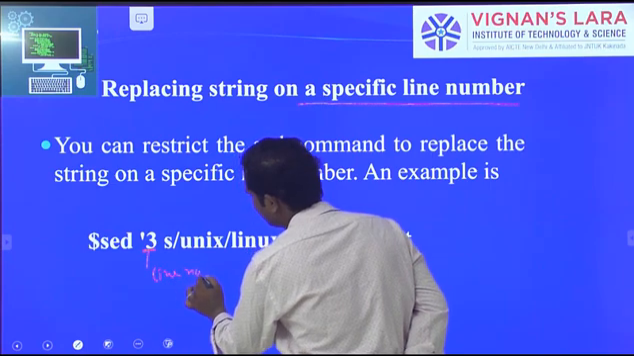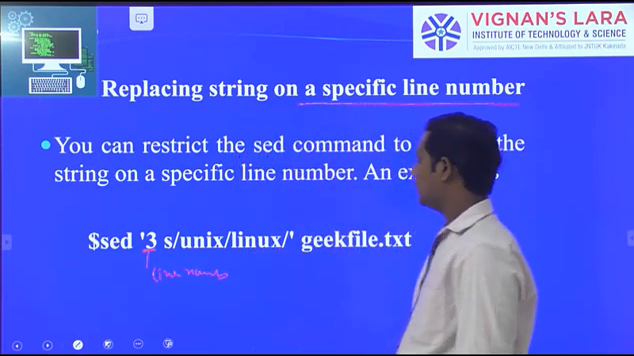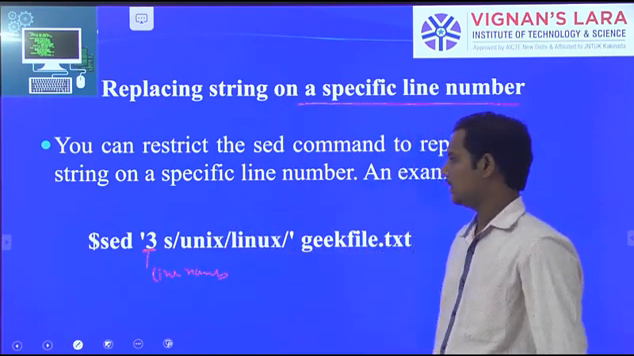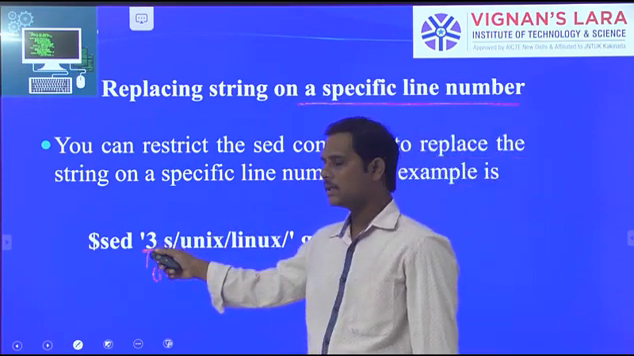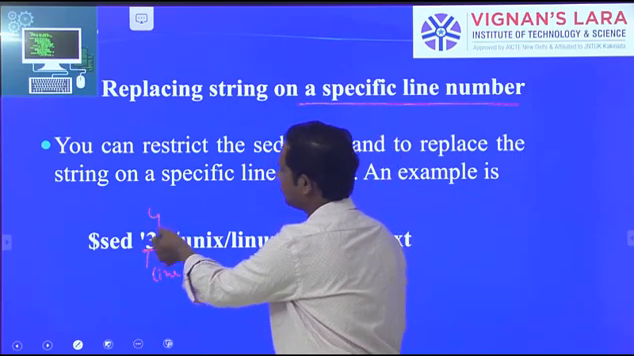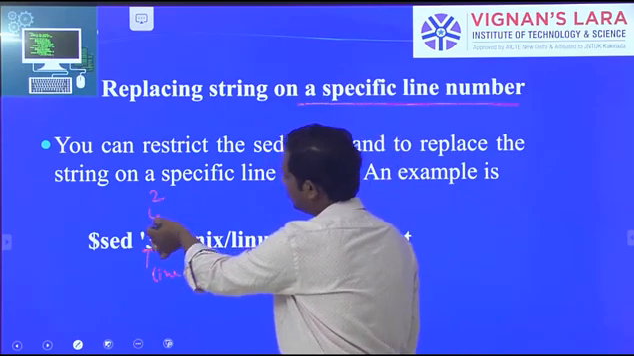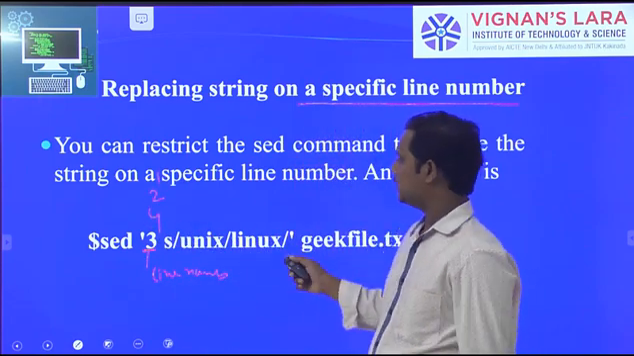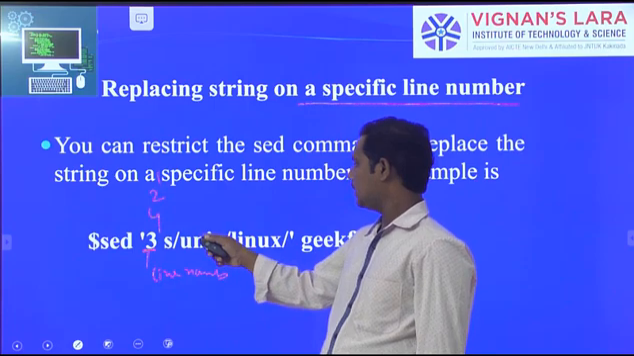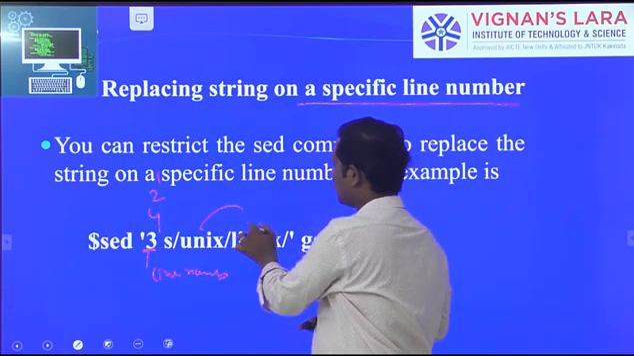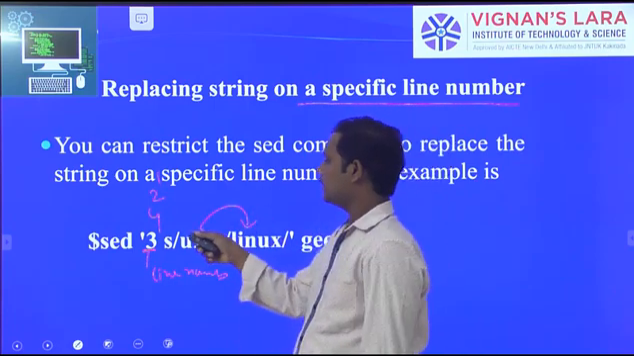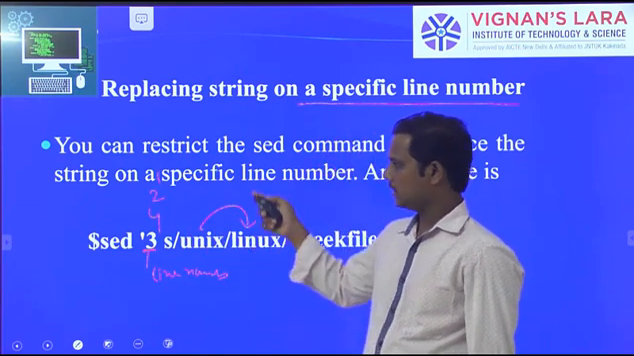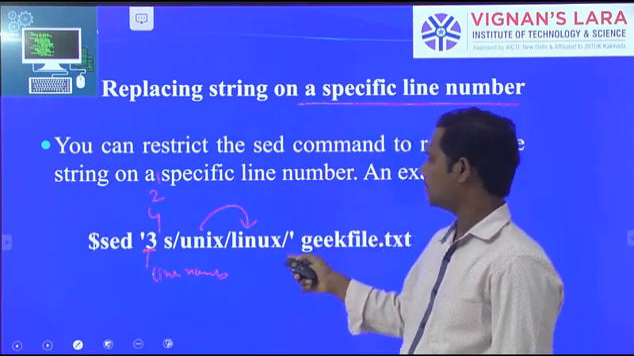Line number. In the third line, you want to change Unix to Linux. Just simple. This 3 means third line, 4 means fourth line, 2 means second line, 1 means first line. Like that. So in the first line, in the Unix place, I want to replace Linux. In the second line, in the Unix place, I want to replace Linux. That's the same procedure we are following to execute.